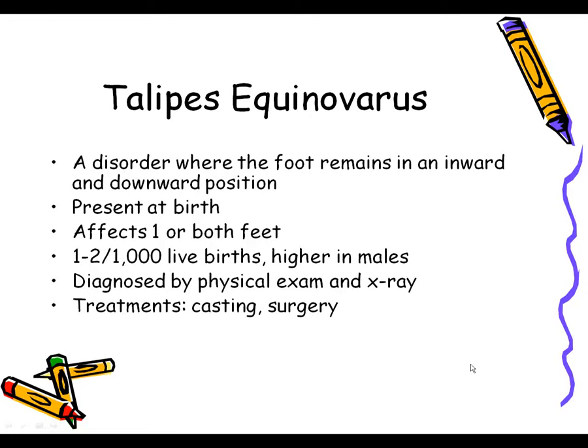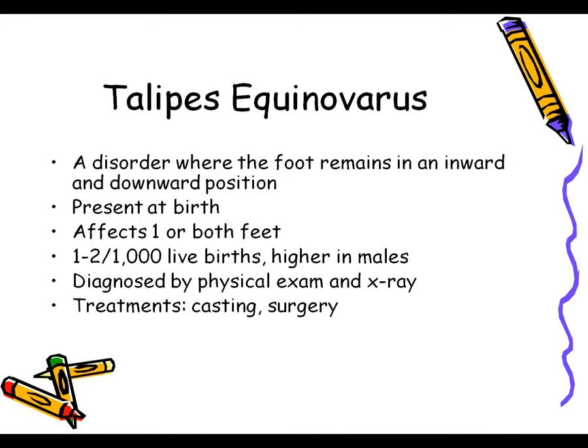Talipes equinovarus is a disorder where the foot remains in an inward or downward position. The cause is unknown, but it does have a genetic predisposition. Treatment begins as soon after birth as possible. Serial casting is the major method of non-surgical treatment, and the cast is changed every 1 to 2 weeks until correction has occurred, which usually takes about 3 months. If casting does not work, then surgery, and after surgery the casting is done again. Sometimes braces will continue to be worn to maintain that correction.